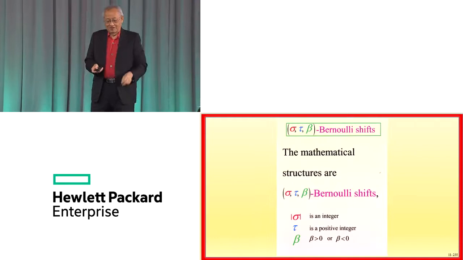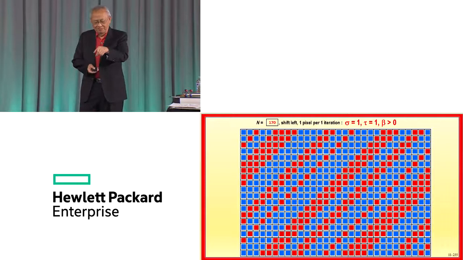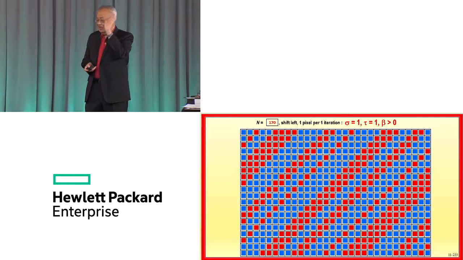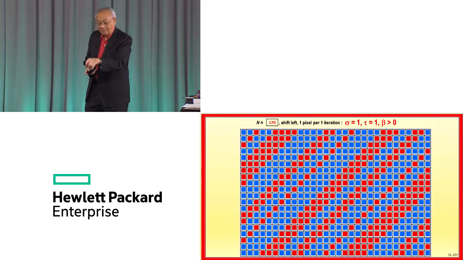So 170, if you see, now I give the number parameter on the right. Sigma is 1, tau is equal to 1, beta is positive. Again, when beta is positive, you just ignore it. So you only have plus 1 sigma and tau minus 1. Now, what does it mean? You look at any row here.